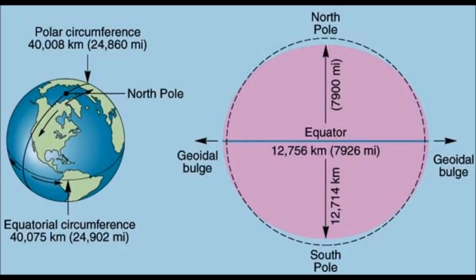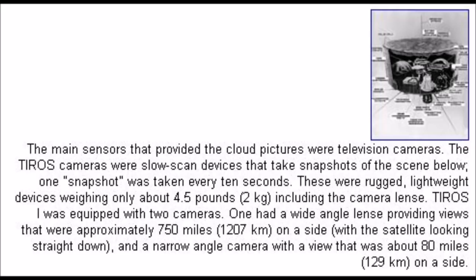The description of this sucker here: the main sensors that provided the cloud pictures were television cameras. The Tyros cameras were slow scan devices that take snapshots of the scene below. One snapshot was taken every 10 seconds. These were rugged, lightweight devices weighing only about 4.5 pounds, including the camera lens. The Tyros 1 was equipped with two cameras. One had a wide-angle lens providing views that were approximately 750 miles on a side, with the satellite looking straight down, and a narrow-angle camera with a view that was about 80 miles on a side.